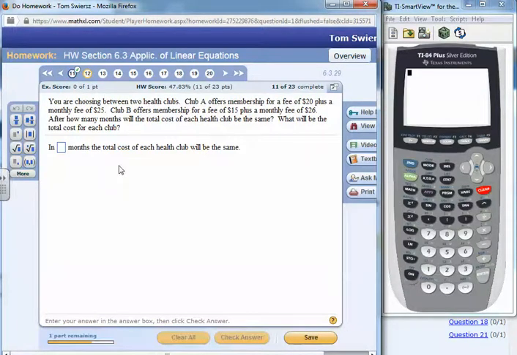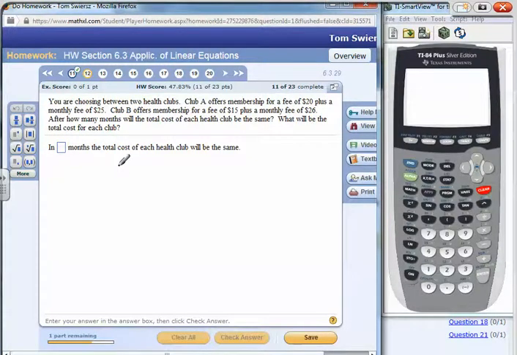Now question number 12. You are choosing between two health clubs. Club A offers a membership of $20 plus a monthly fee of $25. Club B offers a membership fee of $15 and a monthly fee of $26. After how many months will the total cost of each health club be the same? When will they be equal, right? So x is the number of months, right? That's what we need to find.